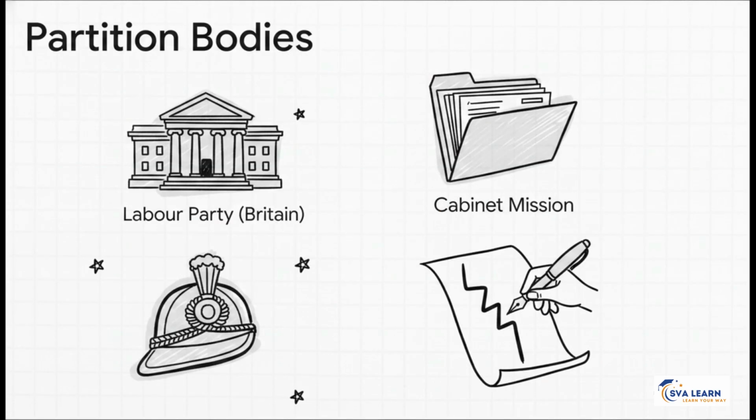Now, to totally nail those one-mark objective questions, you have to perfectly match these British entities to their exact roles. The Labour Party was the government in power over in the UK. The cabinet mission? They were sent to suggest a federal form of government. Lord Mountbatten was the viceroy who actually framed the specific plan to divide India. And crucially, the Radcliffe Commission is the body that literally drew the lines on the map and marked the physical boundaries between India and Pakistan. Do not mix these up on exam day.